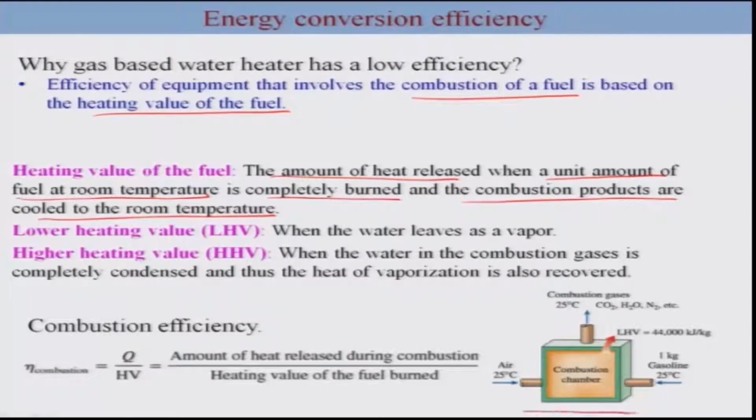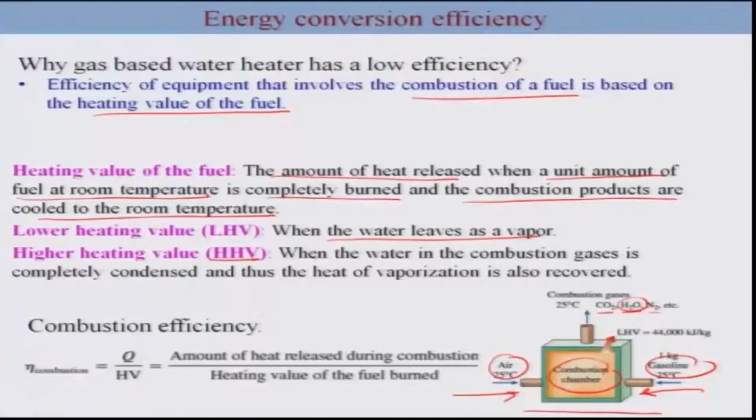This is an example of a combustion chamber. You have air which passes through, and let's say gasoline which is passed here. It burns, and after the burning, the combustion gases consist of CO2, H2O, N2, etc. H2O is in the vapor state, and thus this is an example of low heating value. When the water leaves as a vapor, the energy associated with this combustion is the low heating value, because water takes a lot of energy out. You're heating it, water comes out as vapor, it contains a lot of energy, hence whatever useful energy remains is going to be of low quality.